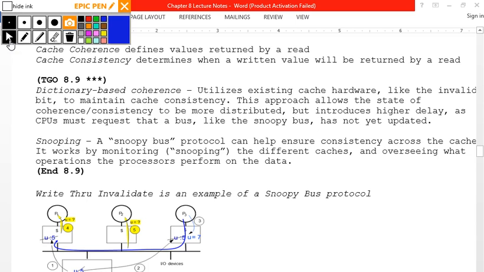So does this make sense to everybody? Does anybody have any questions about cache coherence, cache consistency, write through and validate, snooping, directory-based coherence? So basically this question is: describe how directory-based coherence and snooping are used to maintain cache consistency in a multiprocessor.